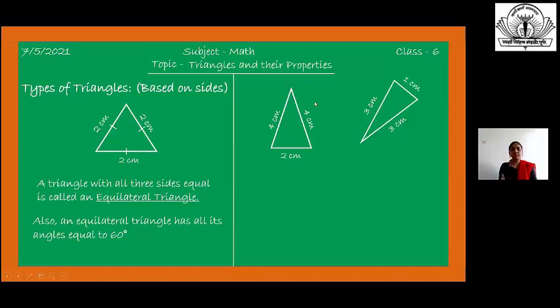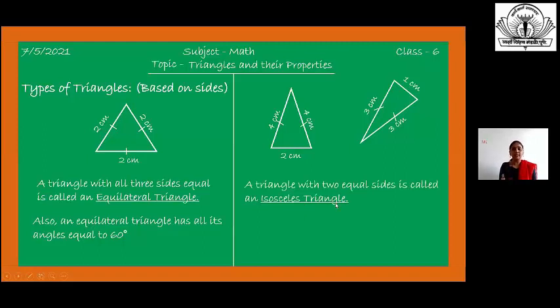In this triangle, if you see, this side is 4 centimeters and this one is also 4 centimeters. So these two sides are equal to each other. The third side is not equal. And in the second triangle also, this is 3 centimeters and this also is 3 centimeters. So these two sides are equal to each other. Such a triangle in which only two sides are equal is called an isosceles triangle. So a triangle with two equal sides is called an isosceles triangle.